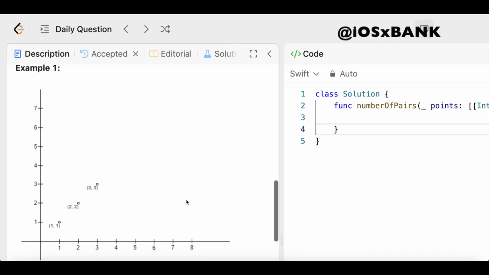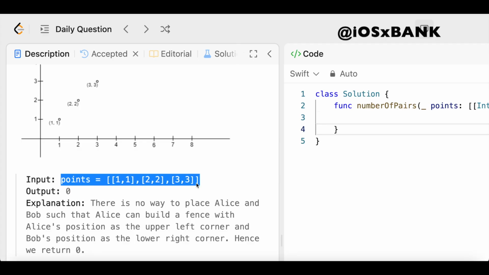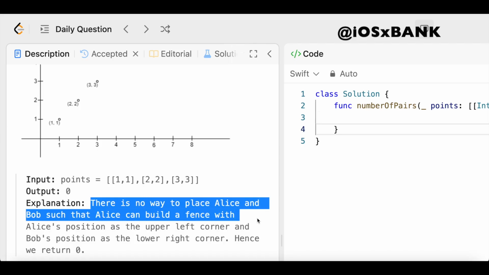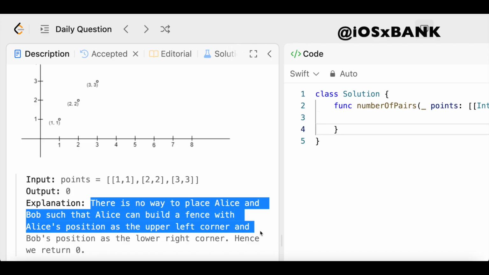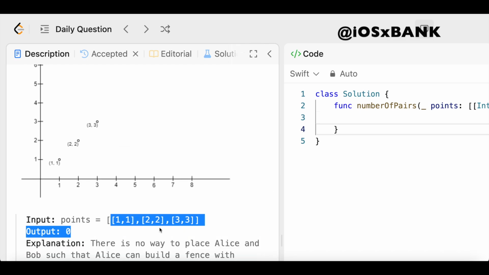So in example 1, we have this picture right here. We have our input points equals a 2D array of integers [1,1], [2,2], and [3,3]. Our output is 0. The explanation says there is no way to place Alice and Bob such that Alice can build a fence with Alice's position as the upper left corner and Bob's position at the lower right corner. Hence, we return 0. So in this picture with these points right here, as you can see, these points all go up and to the right. And since every time the point goes up and to the right, you can see that there's no way for us to put Alice up and to the left and have Bob at the lower right.